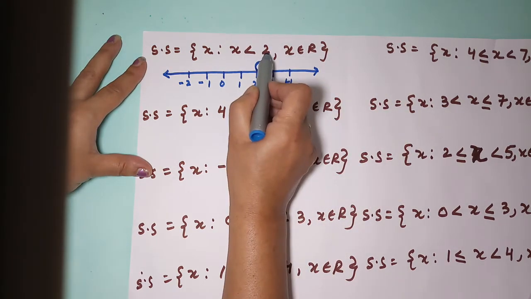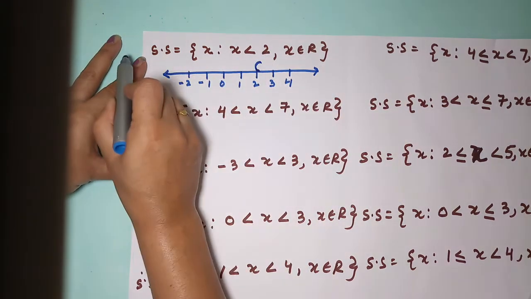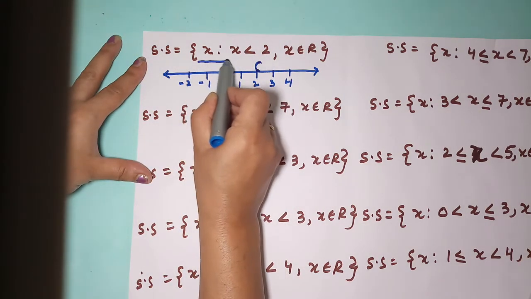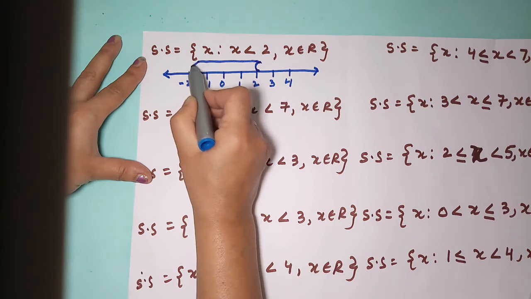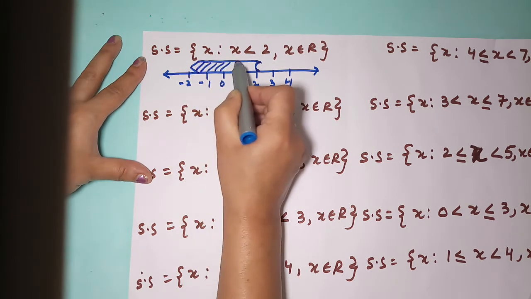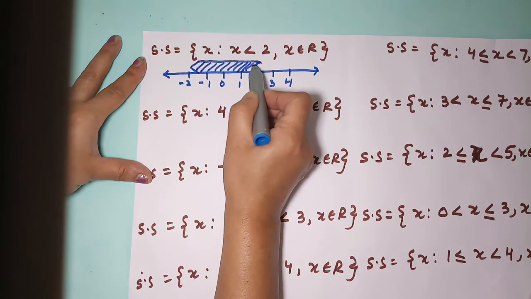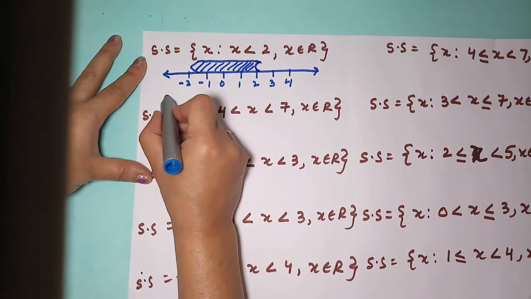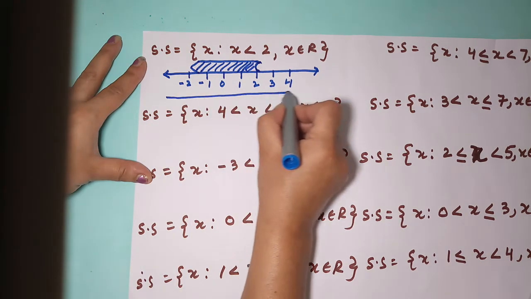Now it is infinitely decreasing, going on this side, less than 2. So what we will do is draw a rectangle like this, place an arrow like this on this side. This depicts that this is an infinite set. All the numbers which are less than 2 will be included here. Now what can be the other method by which we can represent this?